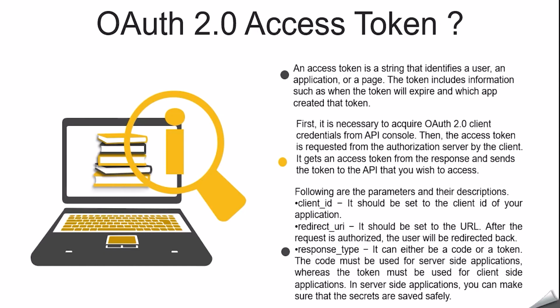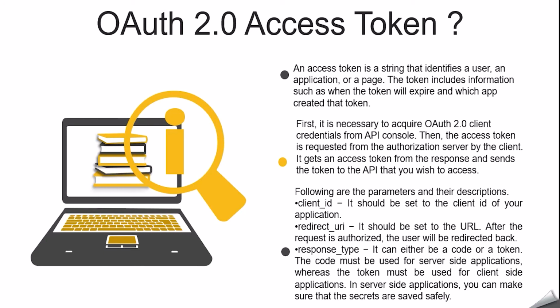Now we will see what an access token is, which is given after the grant of a user. An access token is a string that identifies a user, an application, or a page. The token includes information such as when the token will expire and which app created that token. First, it is necessary to acquire OAuth 2.0 client credentials from the API console. Then the access token is requested from the authorization server by the client. It gets an application access token from the response and sends the token to the API that you wish to access.